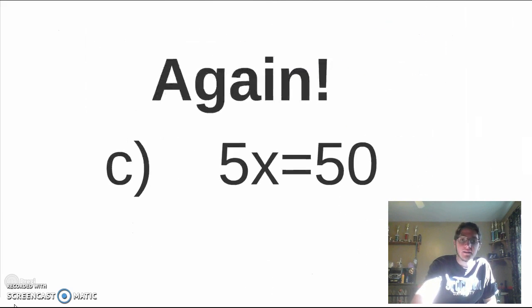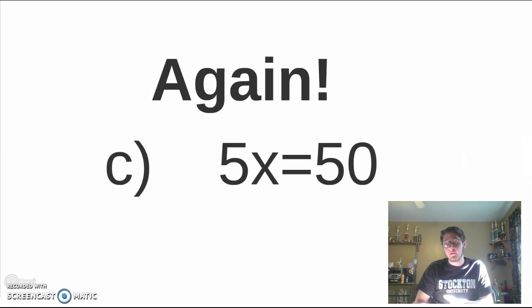Now, we're going to go to our next type. Now this time we're multiplying. So 5 times x equals 50. Because when x is right next to a number, it's essentially just a multiplication. 5 times x equals 50.